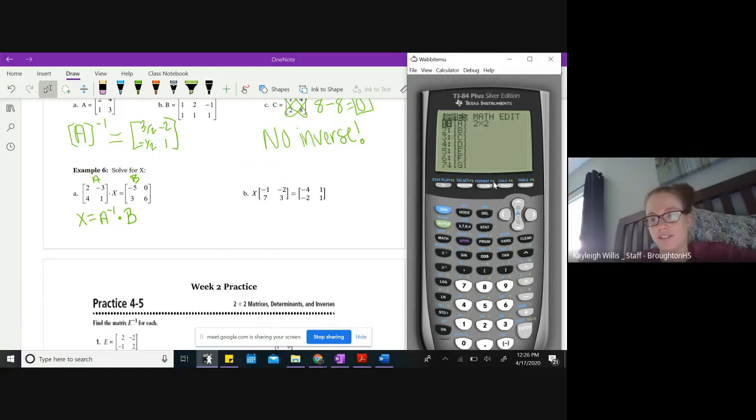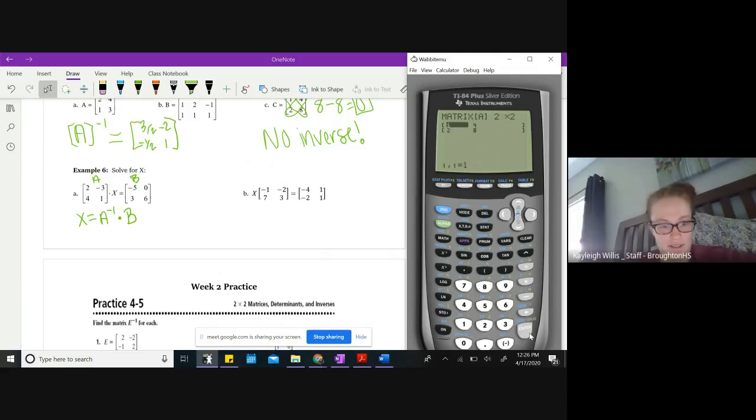So second matrix. Oh my gosh, this is a lot. It's a lot of work if I wasn't doing it on the computer, but it is what it is. All right, so 2, enter, -3, 4, 1. Okay, and I'm going to go back to second matrix because I need to do the other one. I'm going to put that in B. It's a 2 by 2, and it's -5, 0, 3, 6.